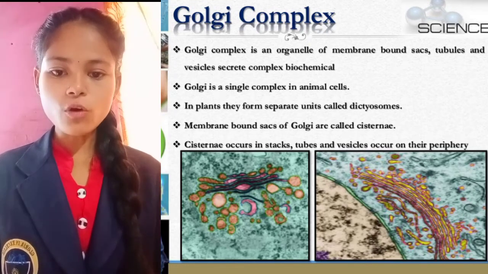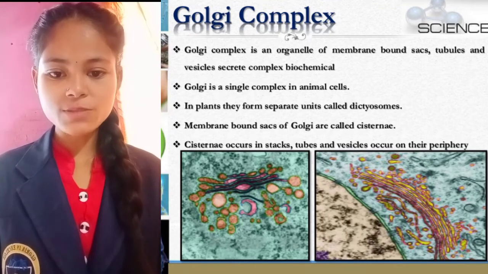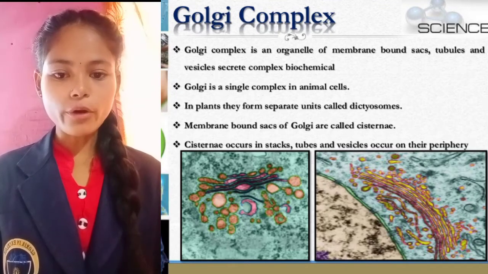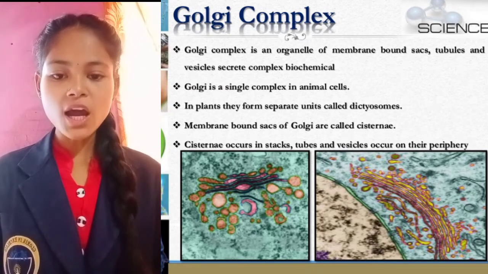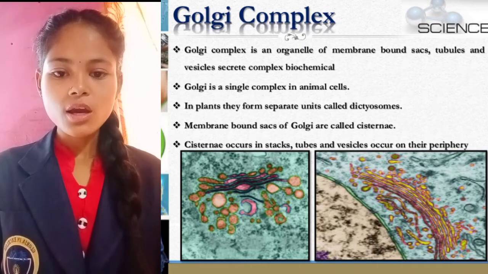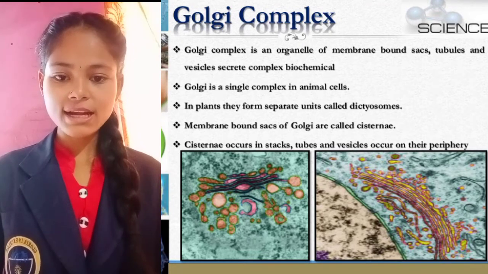The function of the Golgi apparatus is to store the material synthesized by the endoplasmic reticulum. Later on, they modify the substances, pack them, and provide them to various parts according to the requirements. The Golgi apparatus also performs the function of synthesizing lysosomes.